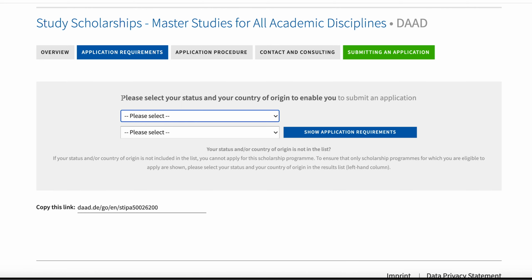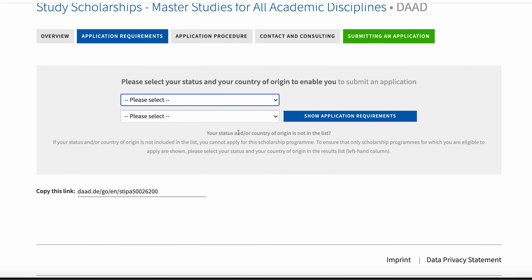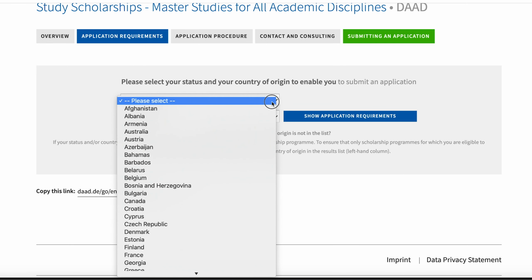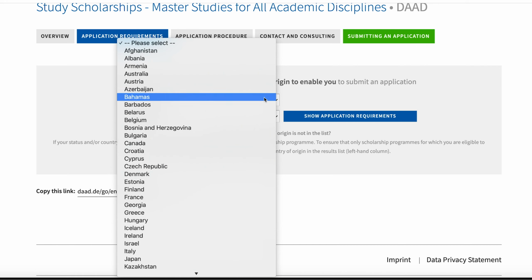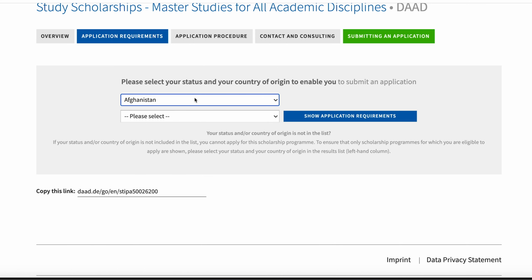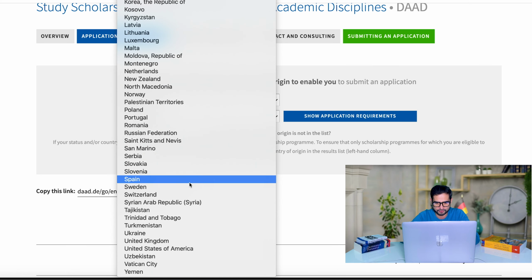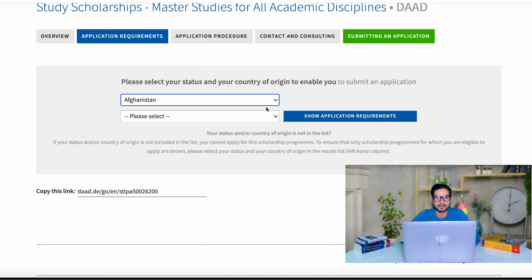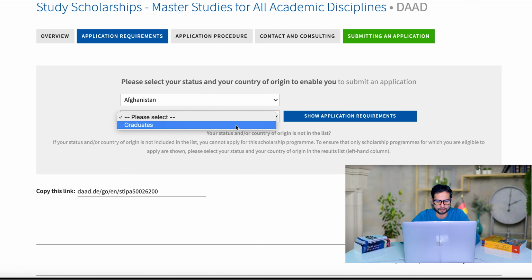Please select your status and your country of origin to enable you to submit an application. So first we have to see whether we are eligible or not. So I come from Afghanistan. It's always first when it comes to countries. Afghanistan, I'm pretty sure you can find your country in the list below. So let's go to Afghanistan, and then of course graduates. Currently I am a graduate, or I'm studying at university.